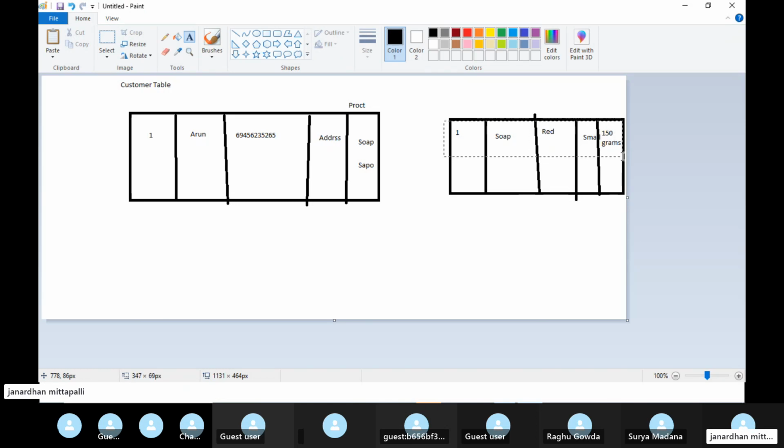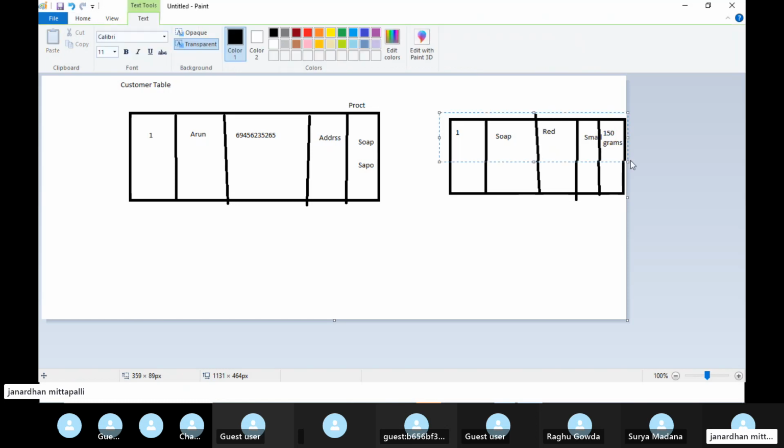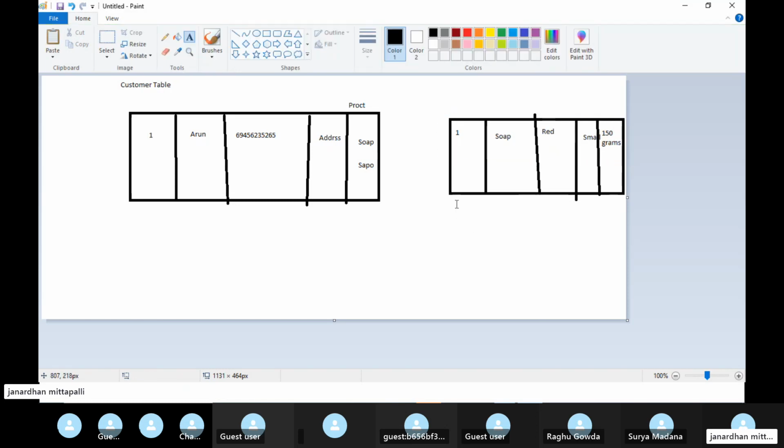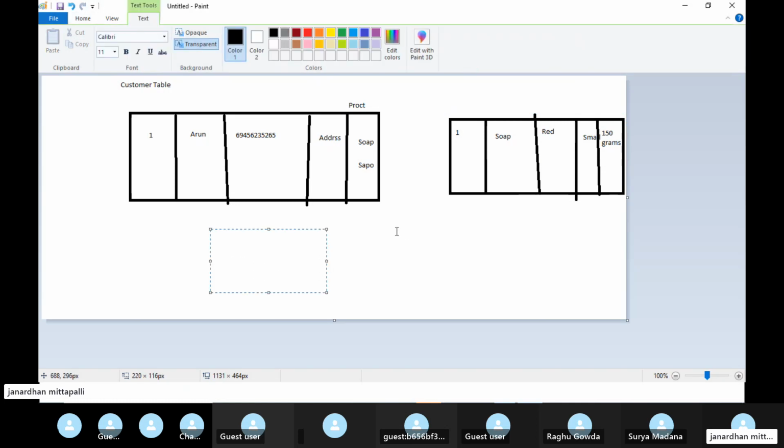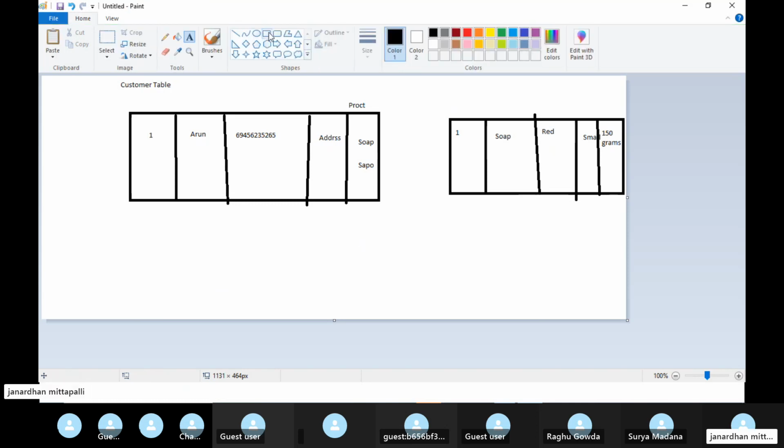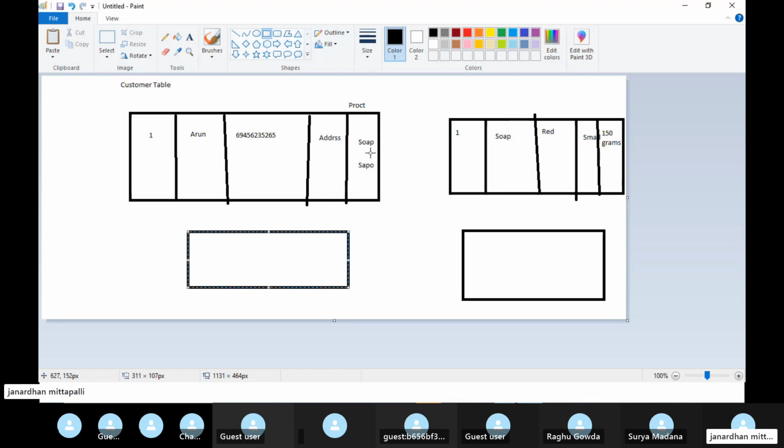We are not going to add customer details or sales details or location details or store details. If you want to add store details, then you have to create a separate store table, and if you want to add transaction or sales details, you have to create a separate sales table. We will learn this in future sessions, but understand what is normalized and what is denormalized.